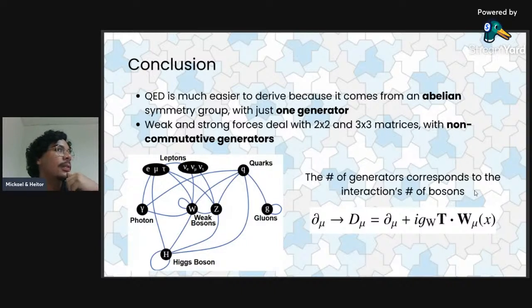True. You were right when you said that non-abelian gauge theory indicates that the gauge bosons interact with themselves. But the thing is that those bosons are not the same bosons that you get from the non-abelian gauge theory.